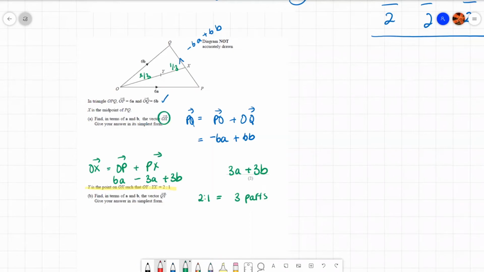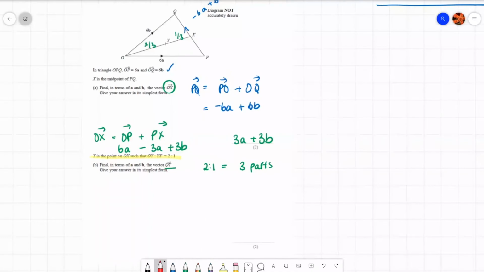Okay, and we'll be needing that because look, we've worked out OX to start off with. Now we want to get to QY. Now it's up to you. You can go in any direction you want. I can go Q to O and that way, or I can go this other way. It's entirely up to you. You can go both ways and you can get the same answer. So I'm going to change my colour pen. I'm going to write QY, and we'll go this way first. QO plus OY. Well, QO is minus 6B.